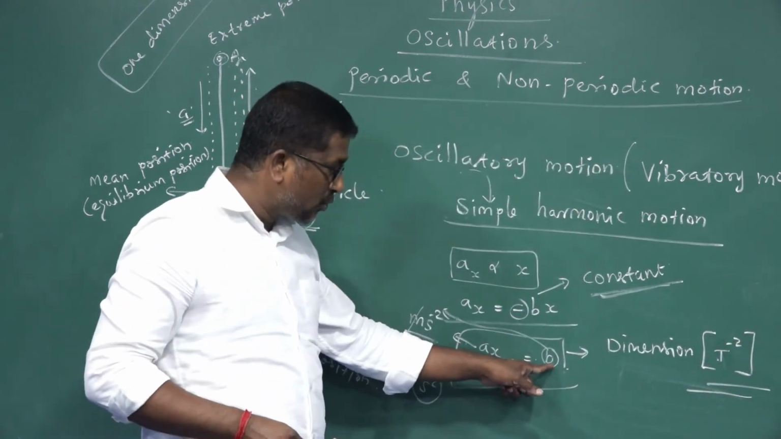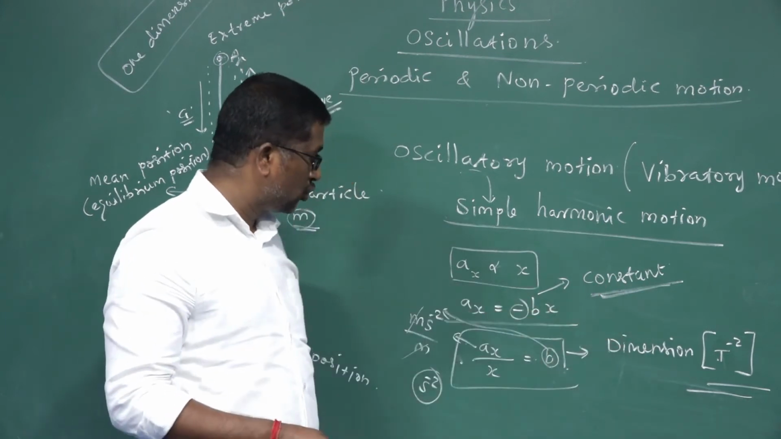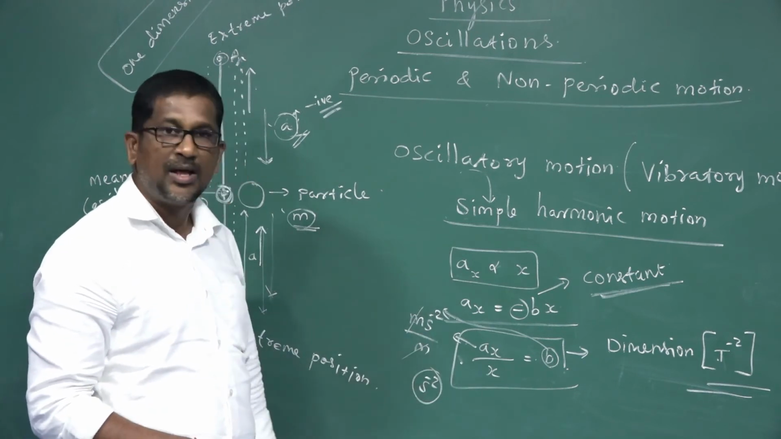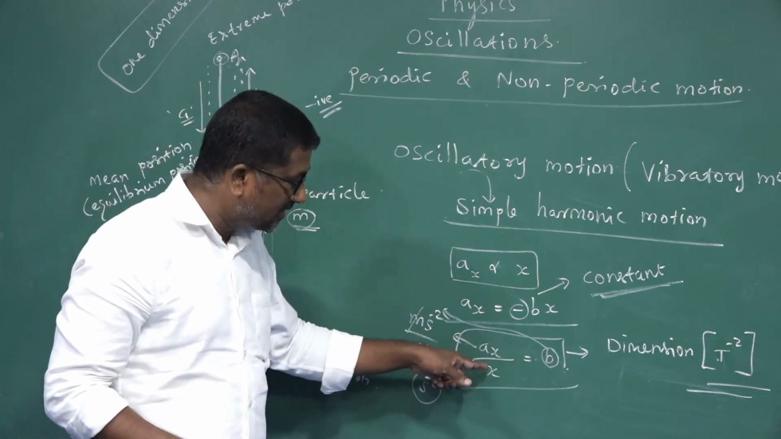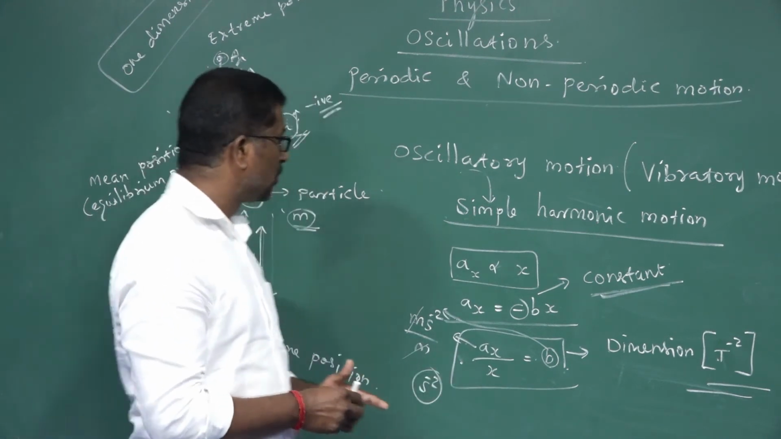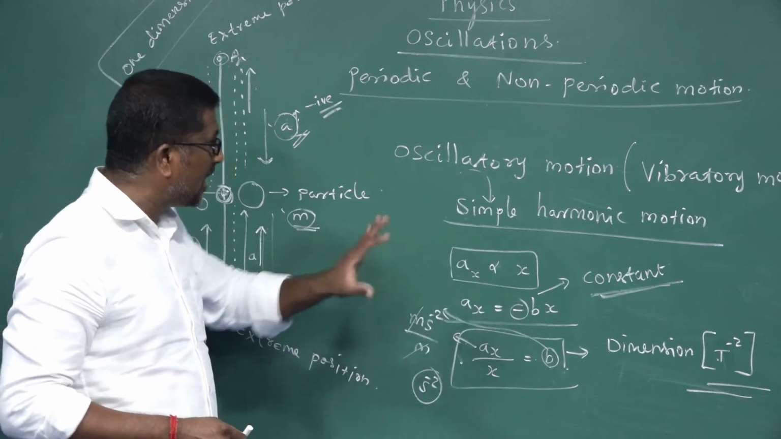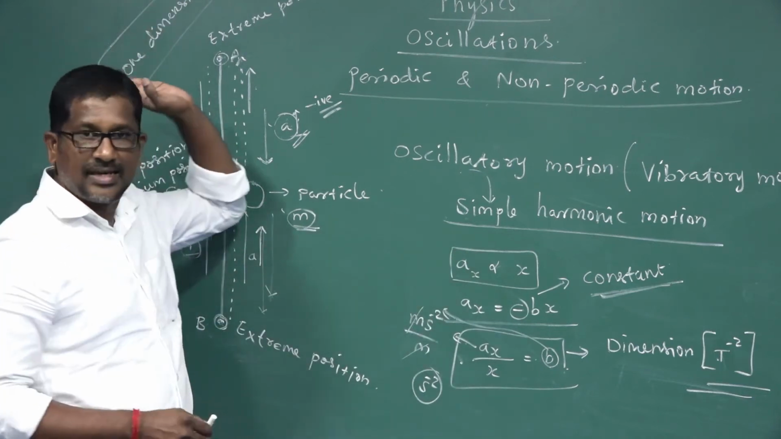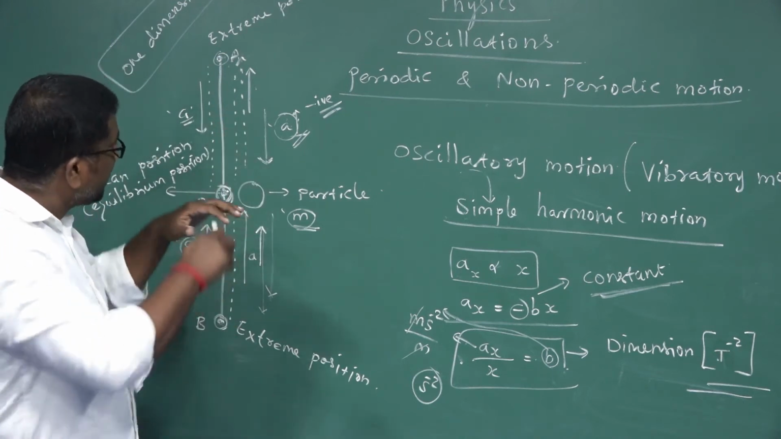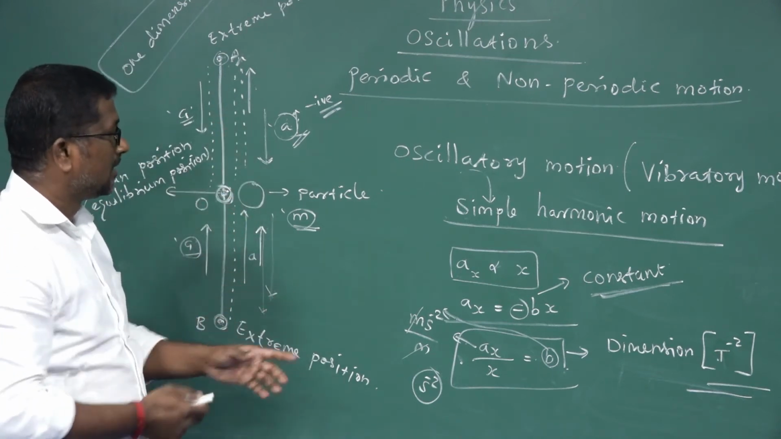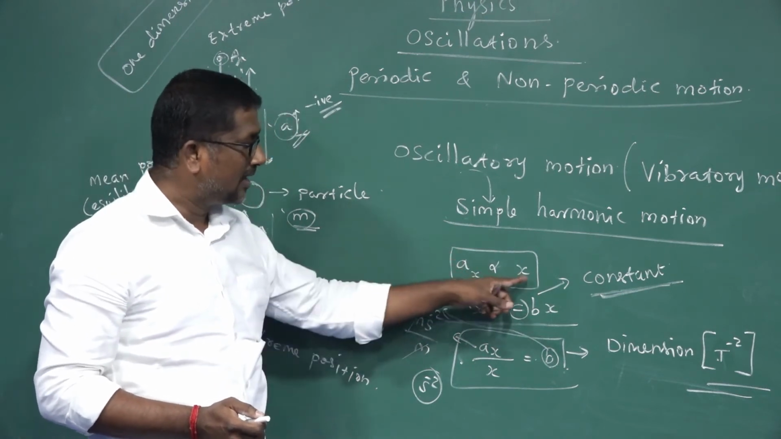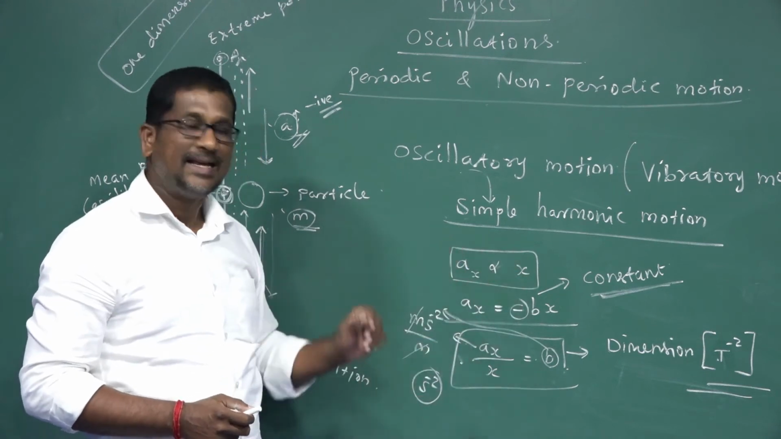The dimension of a proportionality constant B is T power minus 2 and the unit of proportionality constant is second power minus 2, which measures acceleration per unit displacement, right? Acceleration per unit displacement. Okay, so this condition is only applicable for the one-dimensional case, that is, if the particle moves in a one-dimensional space, then the acceleration experienced by the particle is denoted by A suffix x and the displacement of the particle is denoted by x.